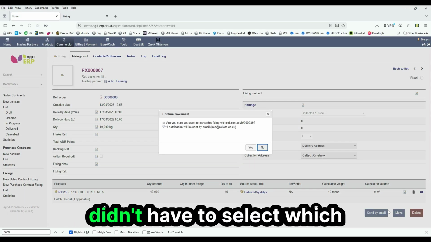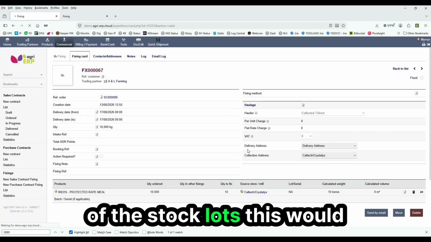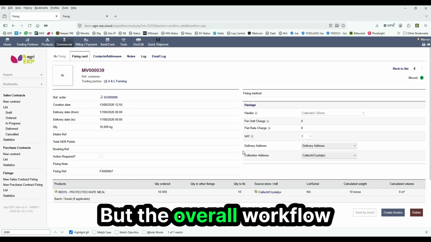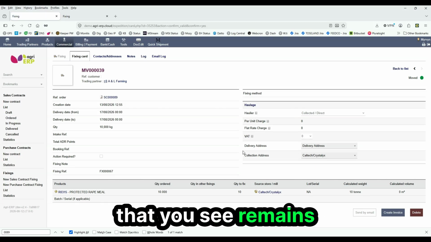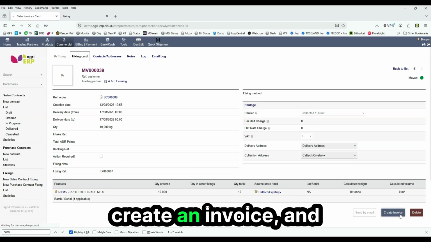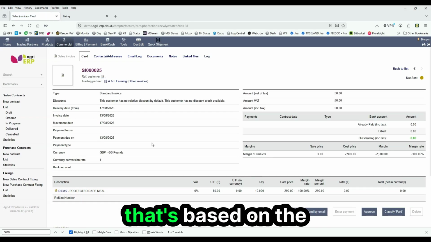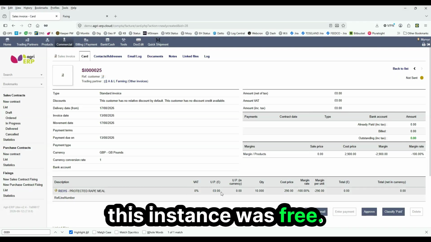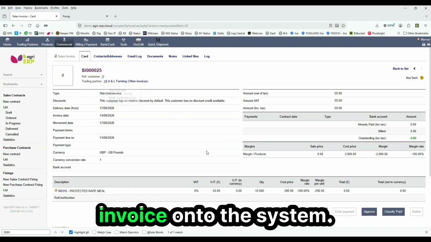And you'll notice that we didn't have to select which of the stock lots this would come out for because this is a non-stock lotted product. But the overall workflow that you see remains consistent on it. And once that's been moved, we can then create an invoice. And that's based on the tonnage that was moved and at the price, which in this instance was free. So you can then go and invoice onto the system.